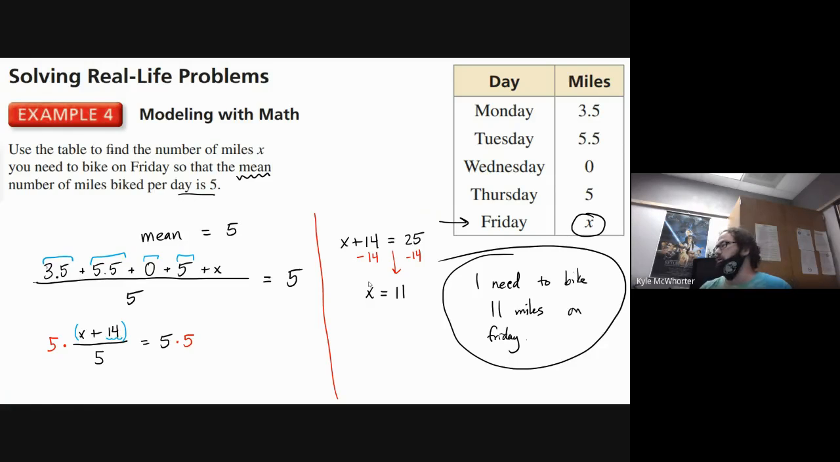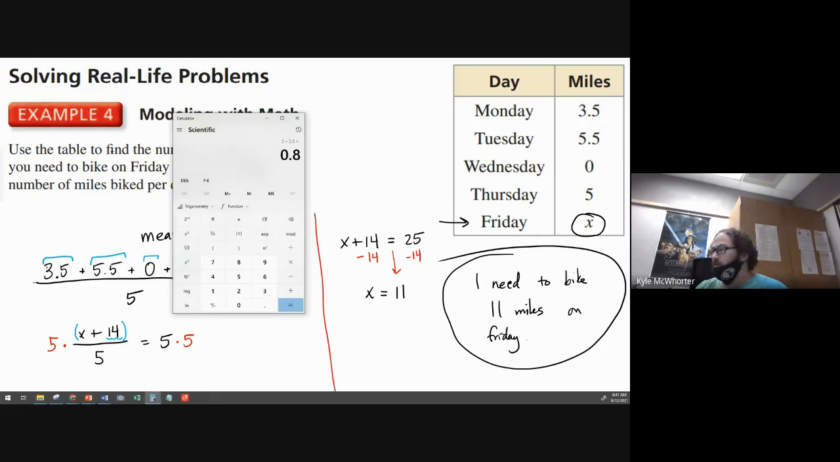Right, and then you could check, right? Add up 3.5 plus 5.5 plus 5 plus 11, divide by 5, and see if you got the right mean. So 3.5 plus 5.5 plus 5 plus 11 is 25. Divide by 5 because there was 5 days, and your average is 5 miles a day.